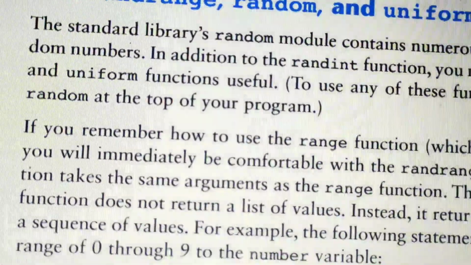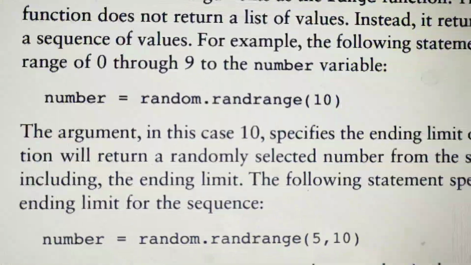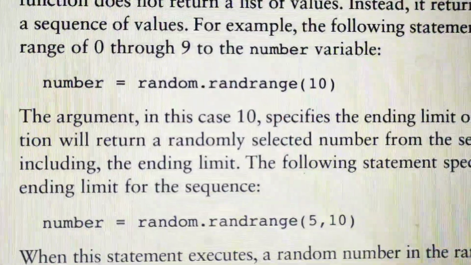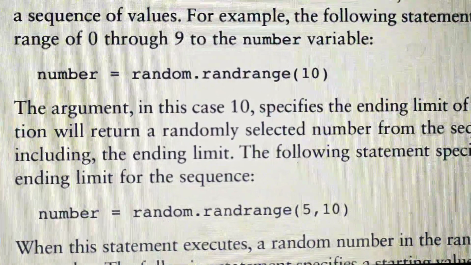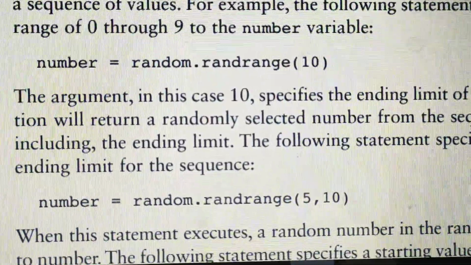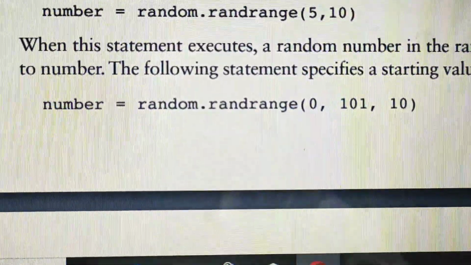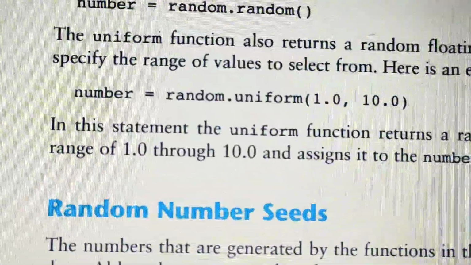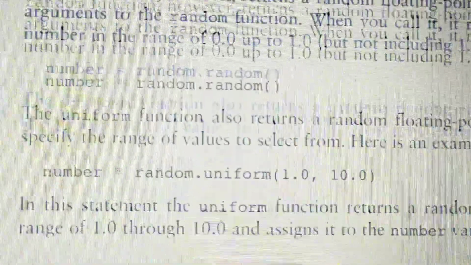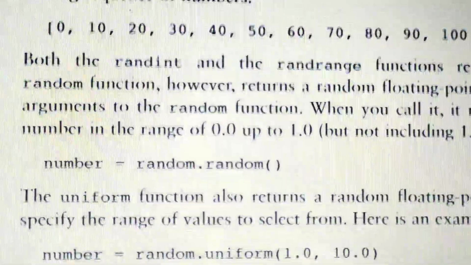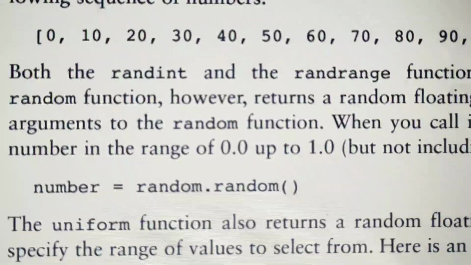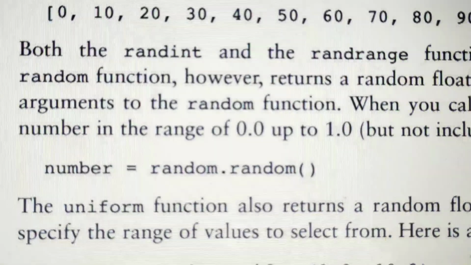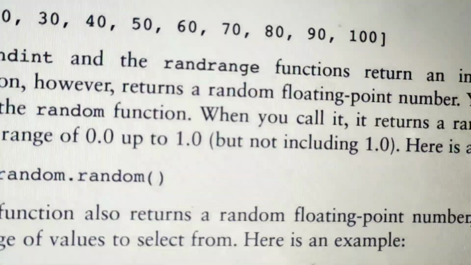So the randrange function and the randint function will generate integers. For example, randrange will store one of the numbers from 1 to 10 in the number variable. There are other functions. Both randint and randrange functions return an integer number. The random function, however, returns a random floating point number.